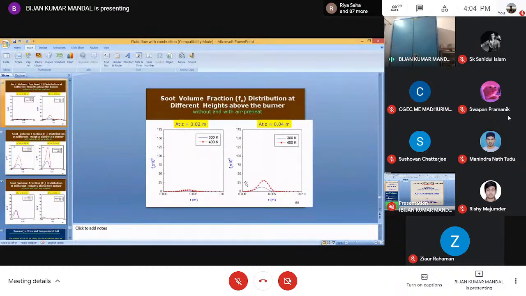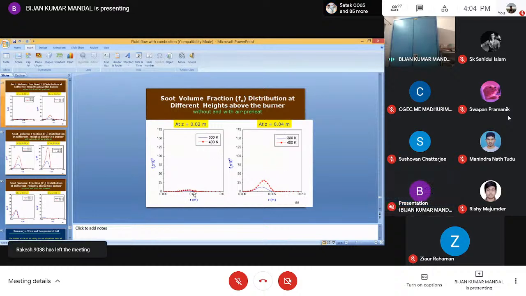And here also we have shown, at different heights, as I told you, that beyond the flame there is not much soot, practically no soot. Our flame height was around 11 centimeter in the case of non-preheated air, and it is slightly less in the case of preheated air. Now, if you look here, we have plotted at z equal to 0.2 meter, that is 2 centimeter, and then z equal to 0.4 centimeter, and the red one is with preheated air.